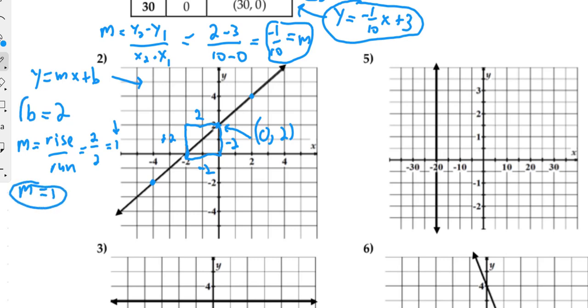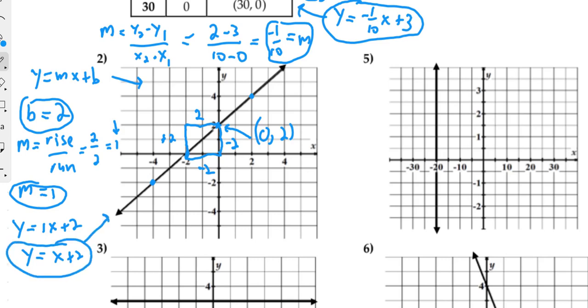So I know my slope, I know my y-intercept, so I can write y equals 1x plus 2, but normally you wouldn't write 1x. You would just write y equals x plus 2. And that's the equation of this line. So we were able to find the y-intercept and the slope just by looking at the graph. I hope that's helpful.